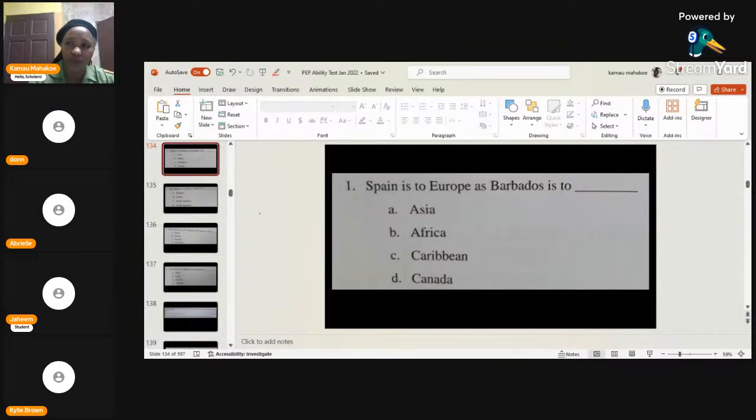All right. So, what is the relationship between the first two, Spain and Europe? What relationship do those two places have? Anyone? Remember, we first need to identify the relationship between the first pair, and then we're going to find the missing word using the same relationship. So, what is the connection between Spain and Europe?